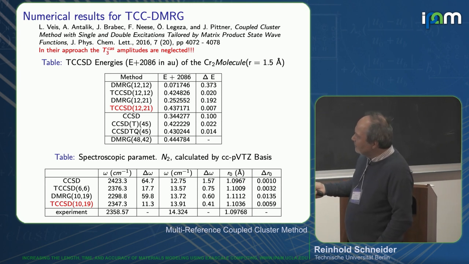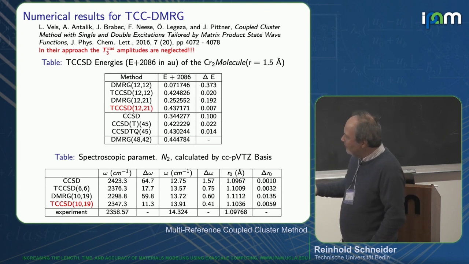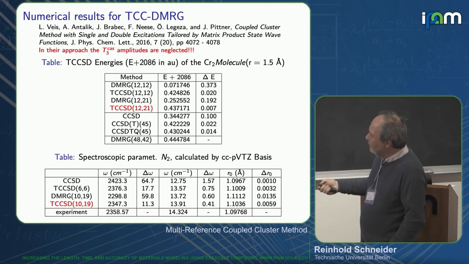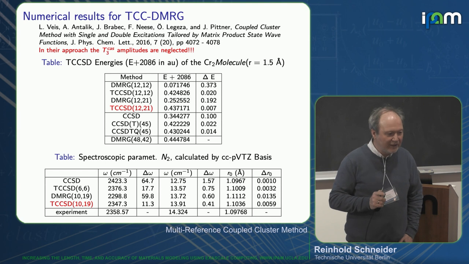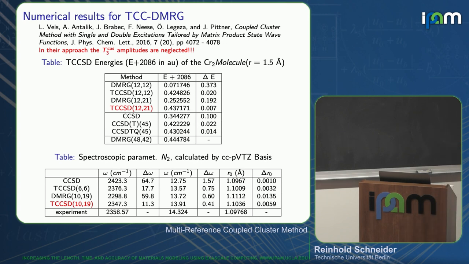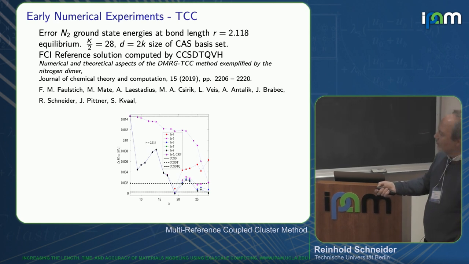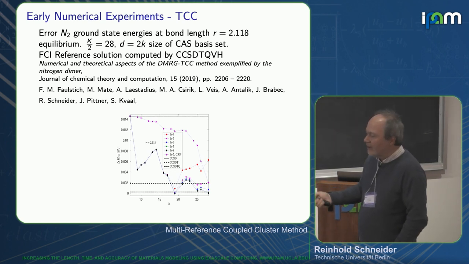And it turns out, for example, here they consider the chromium dimer. Even with a relatively moderate DMRG solution, the accuracy is almost the same as coupled cluster singles, doubles, triples, quadruples, which is really very expensive. So even for the ground state, you get quite good accuracy. Then they worked a little bit further, considering other situations and dissociations and so on. But this is only tailored coupled cluster.